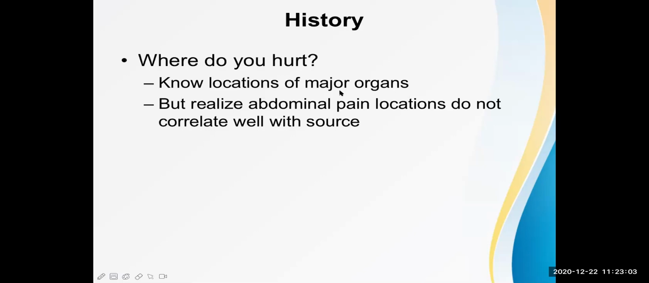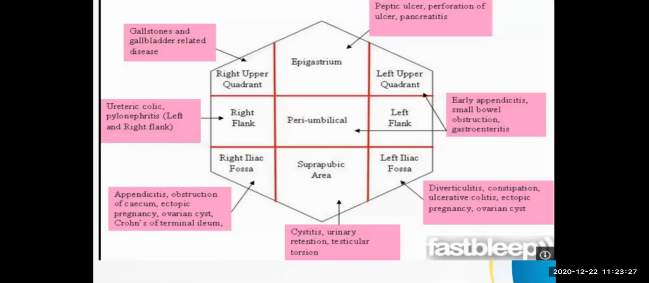We must know the location of major organs, but realize abdominal pain location does not correlate well with the source. Sometimes there may be referred pain. Sometimes pain may start from some other area. So that point is always there. But having said that, usually it originates from the organ which is lying there. What I'm describing here, after you go through this slide, it is very well known to you.